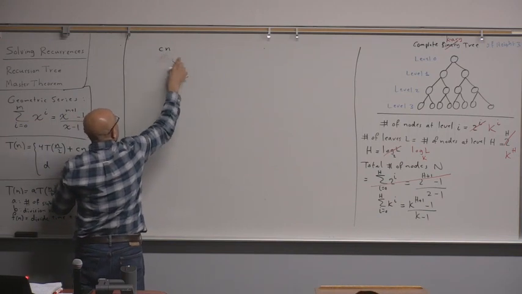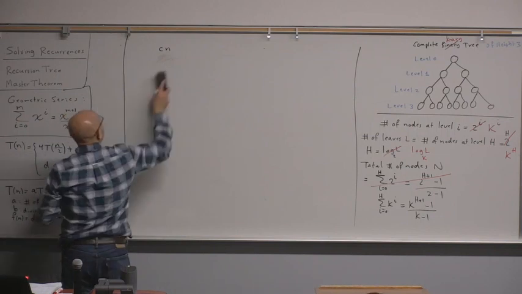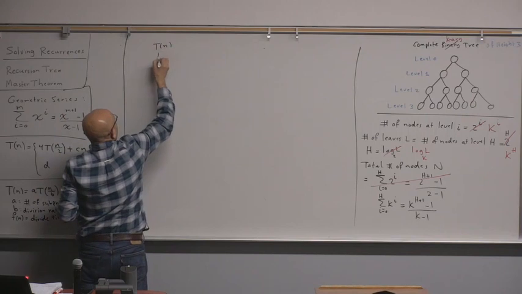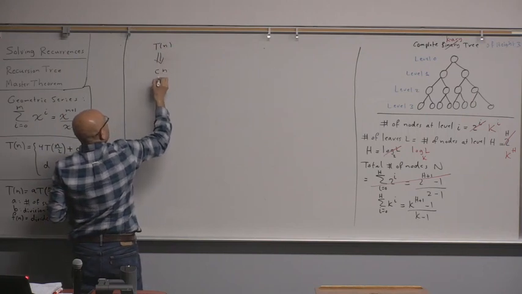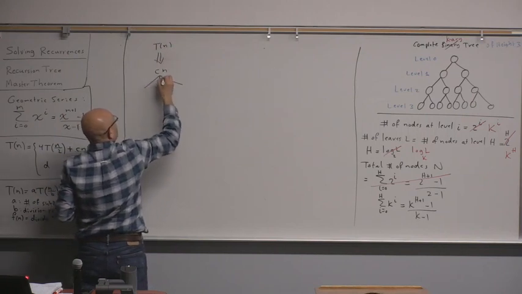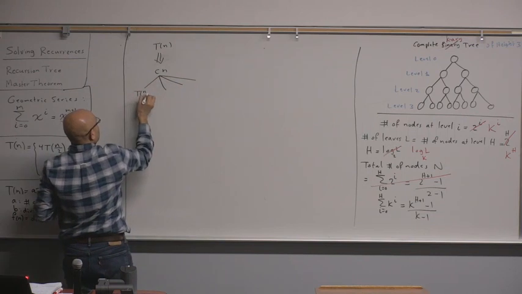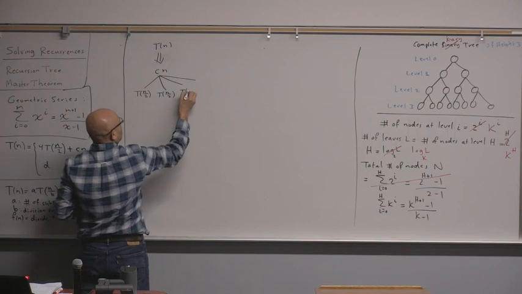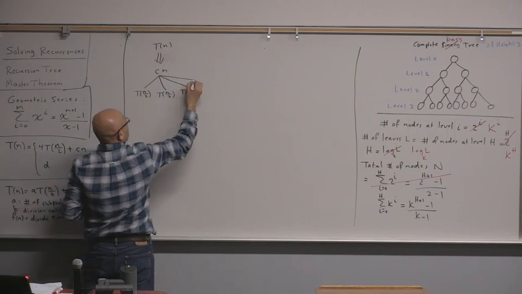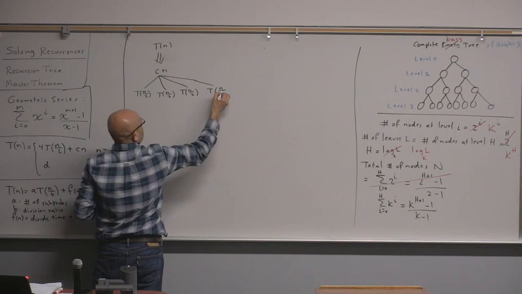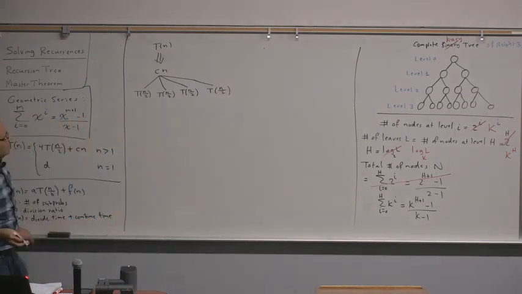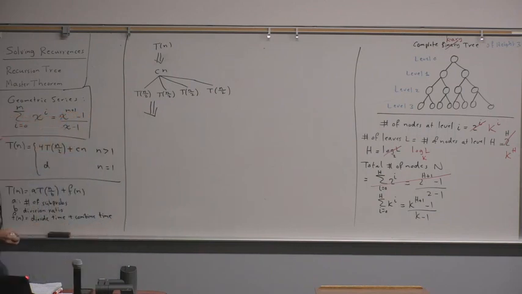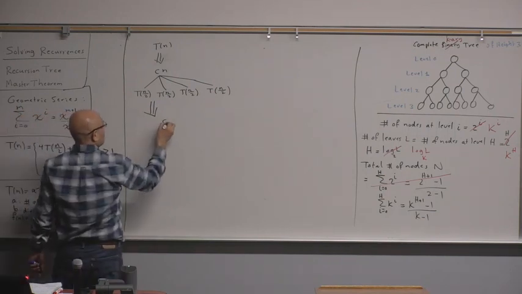No, let's do it in steps. Okay, T of n is Cn, and we have 4 T of n over 2, T of n over 2, T of n over 2, T of n over 2. This is one substitution. Then we substitute one more, and we get what? Cn.